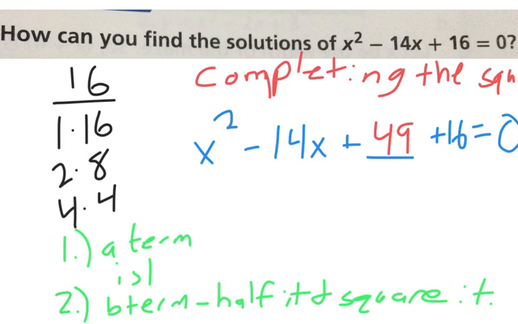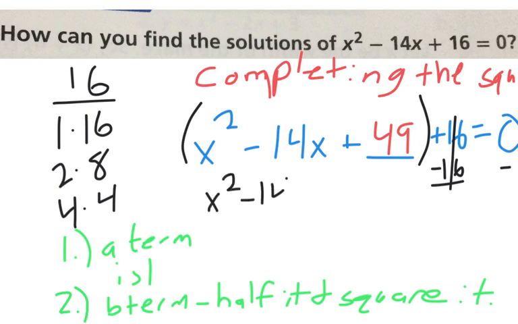So now, this is going to be something that we can factor very nicely. This part will be very nice to factor. But this 16 is a thorn in my side. So I want to get the 16 over to the other side. So we would subtract 16. So now what I have is x squared minus 14x plus 49 equals 49 minus 16, which is 33.